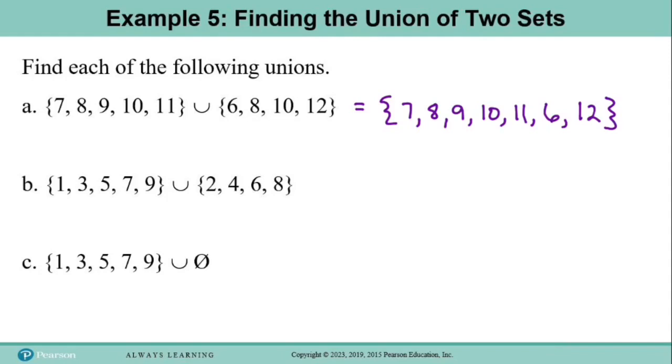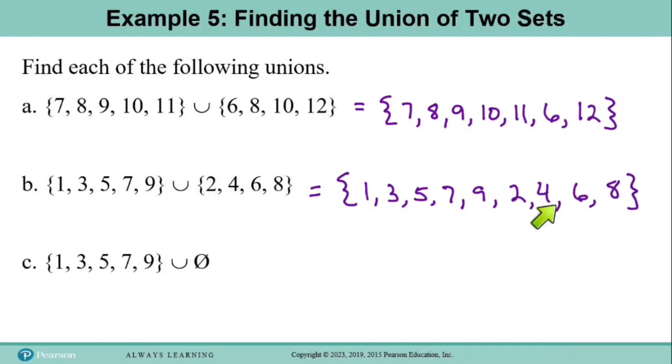Okay, part B says the set containing 1, 3, 5, 7, 9, union the set containing 2, 4, 6, 8. So let's go ahead and list all of the elements in the first set, and then we'll add the elements from the second set that we don't already have, and that just happens to be all of them. So we'll put the 2, 4, 6, and 8 in there, and there is the union of the two sets. The union is the set containing 1, 3, 5, 7, 9, 2, 4, 6, 8.